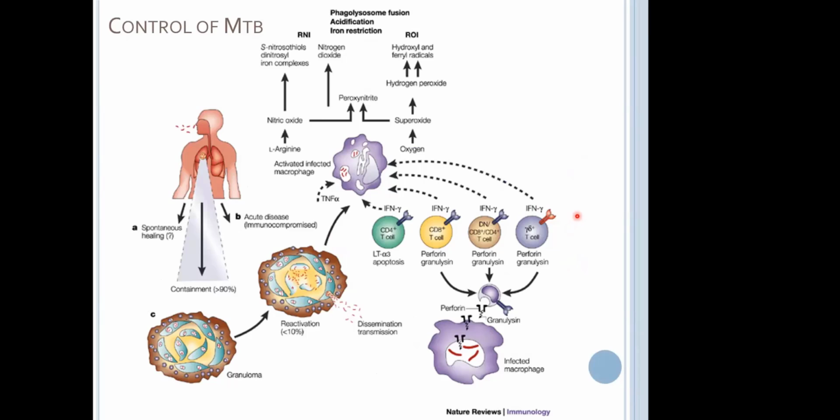This is sort of a summary of how all of these pathways are going to work to try to actually control and kill TB.